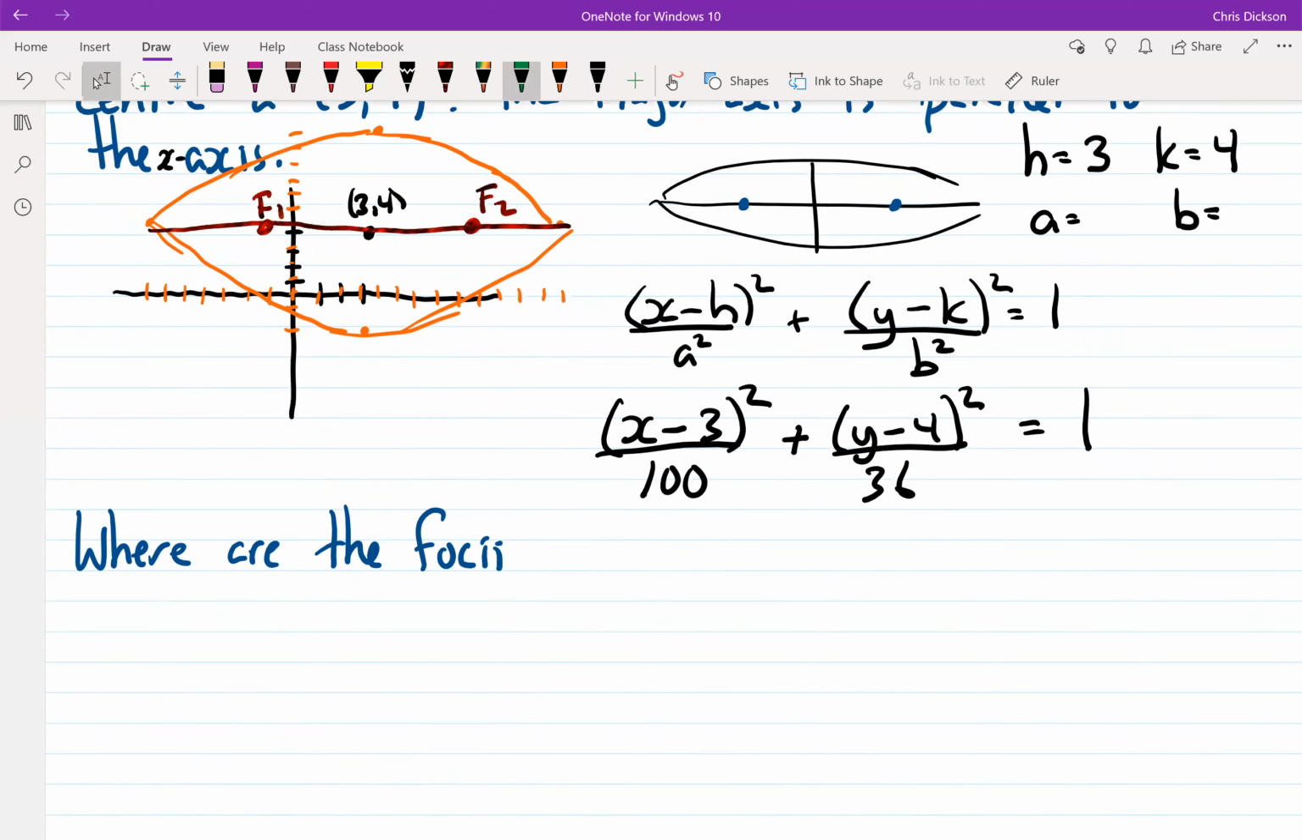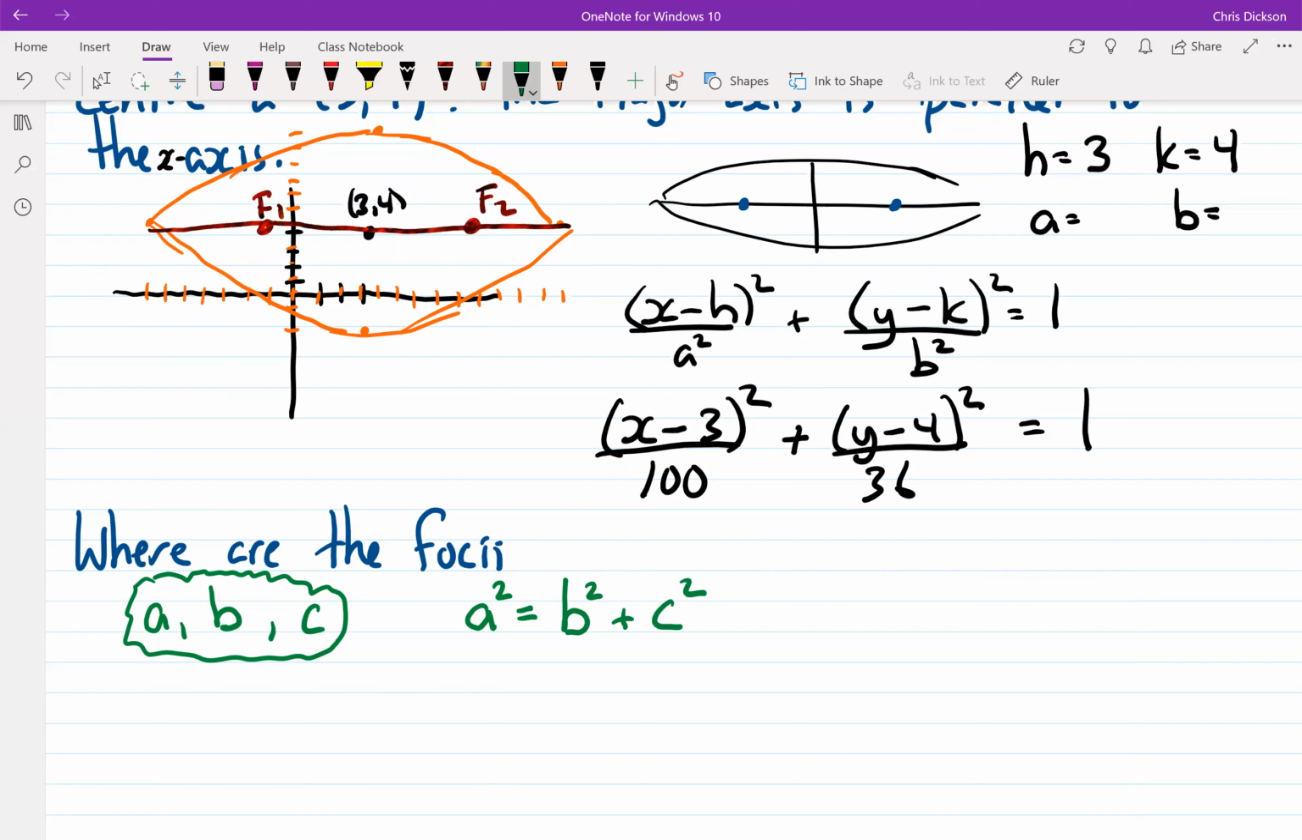And that is that the a's, the b's, and the c's are all related to each other by a formula that is actually very close to the Pythagorean formula, but the order is different. So the order for this is that a squared, the major axis squared, is equal to the minor axis squared plus the c squared value. That is the distance from the center to the foci.